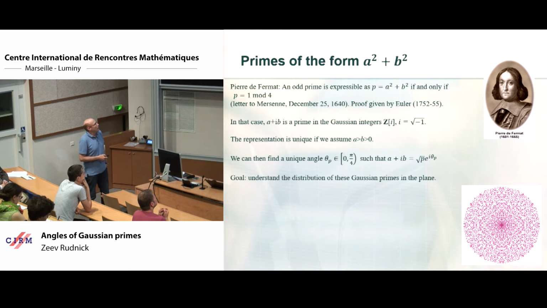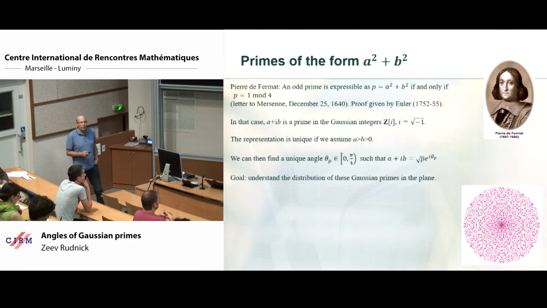So you take the corresponding Gaussian prime and write it in a complex form in terms of the radial part, which is the square root of the prime, and an angular part, the argument of this Gaussian integer. So we make this argument unique if we assume that A and B are positive and that A is bigger than B. So you get a unique angle between 0 and pi over 4.